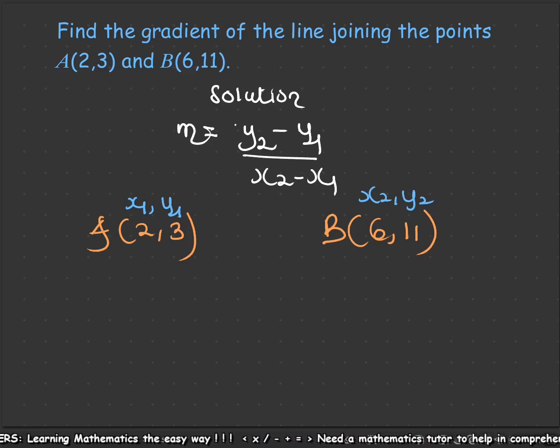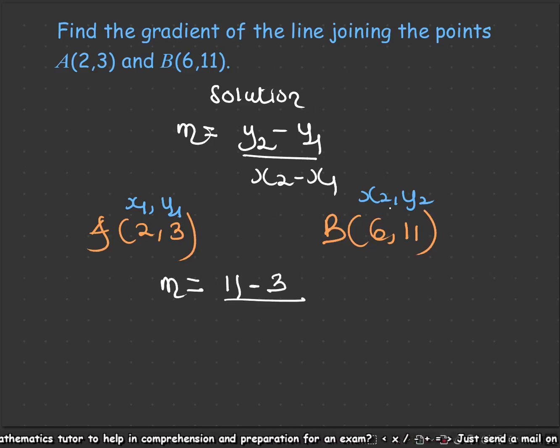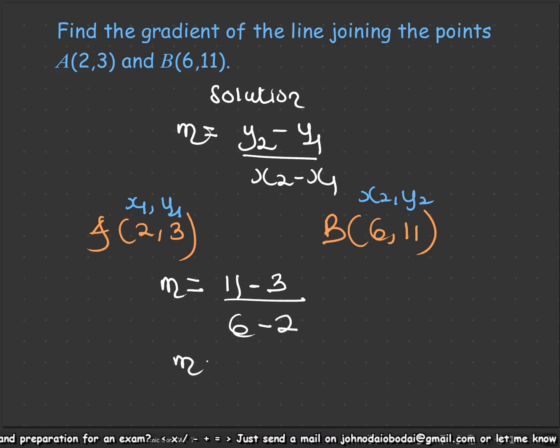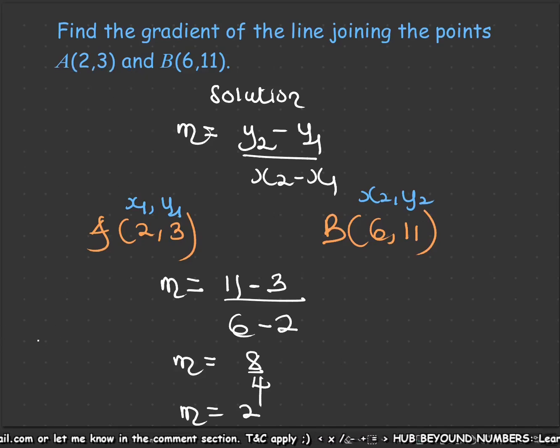Hence, substituting into our gradient formula, we are going to get our m, which is equal to y2, that is 11, minus y1, which is 3, all over x2, which is 6, then minus x1, which is 2. Simplifying further, we have m being equal to 8 over 4. And 8 over 4 gives us 2. So we say, therefore, the gradient of the line joining this point is 2. And if it is 2, you remember our interpretation.